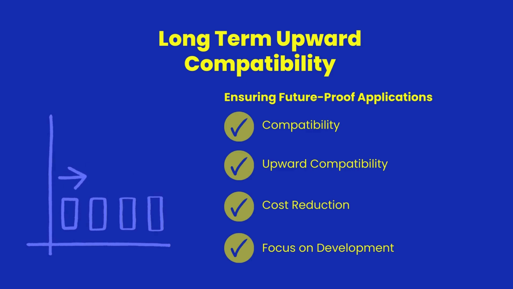Compatibility. Sheerpower runs on all versions of Windows Desktop and Windows Server released over the past 10 years. Upward compatibility. Great care is taken to ensure that Sheerpower code written 10 years ago continues to run into the future. Cost reduction. This approach reduces code maintenance costs by minimizing the need for updates and changes. Focus on development. It allows programmers to focus on developing new code instead of spending time maintaining old code. By ensuring long-term upward compatibility, Sheerpower provides a stable and reliable platform for your applications.